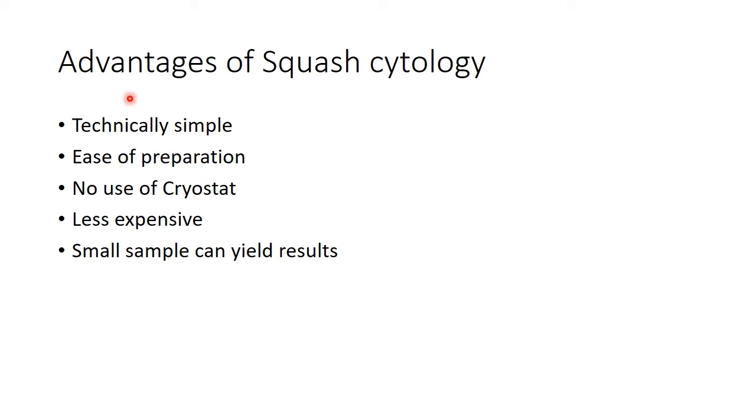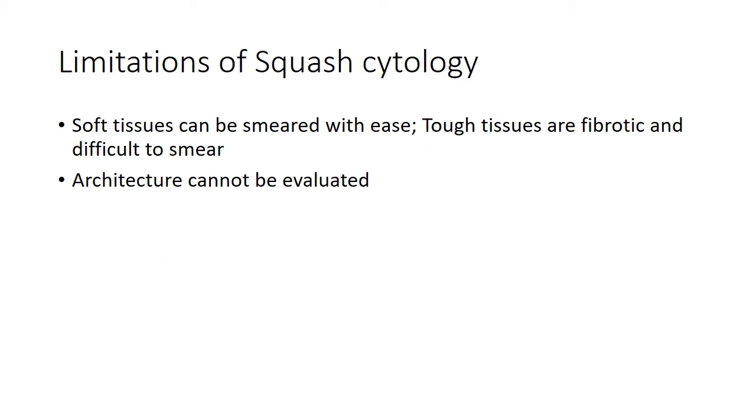So there are certain advantages of squash cytology over the frozen section, and therefore squash cytology is better than frozen section for CNS tumors per se. Why? Because it is technically more simple and has an ease of preparation. It does not use a cryostat, it is quite less expensive, and even a small sample can provide a high yield. However, we have certain limitations of squash cytology as well.